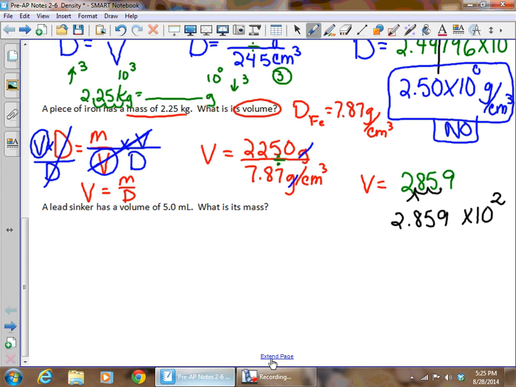Now let's look at sig figs. The 2,250 has 3 sig figs. The 7.87 has 3 sig figs. So it looks like our answer needs 3 sig figs. So draw our sig fig line here. This 9 that we're focusing on tells us that we need to round up. So the answer to this question is going to be that the volume is equal to 2.86 times 10 to the second, and the units that we have left are centimeters cubed. So there's our answer.